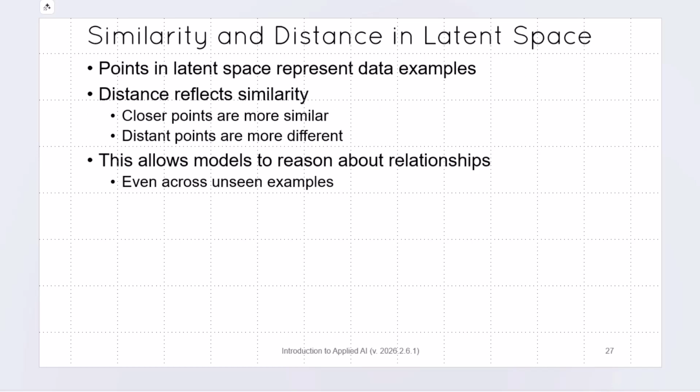So, similarity and distance in latent spaces. Points in latent space represent data examples, and distance reflects similarity. Closer points are considered more similar, and distant points are more different. This allows models to reason about relationships, even across unseen examples.